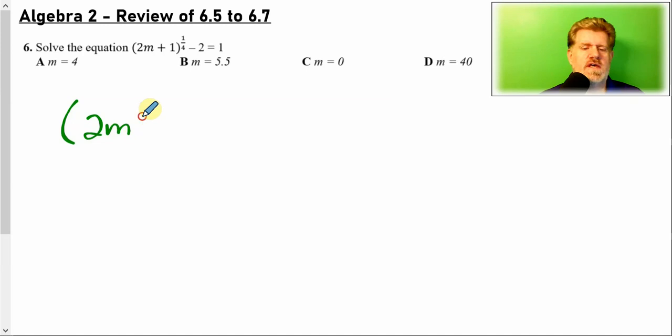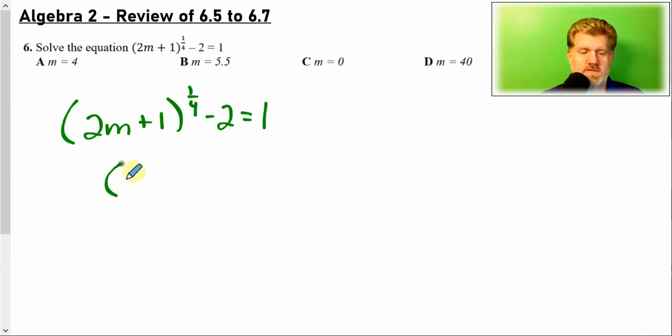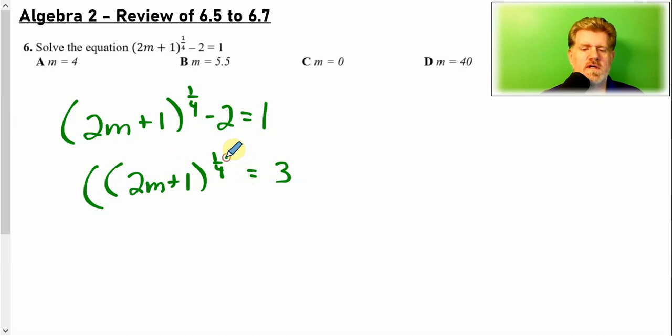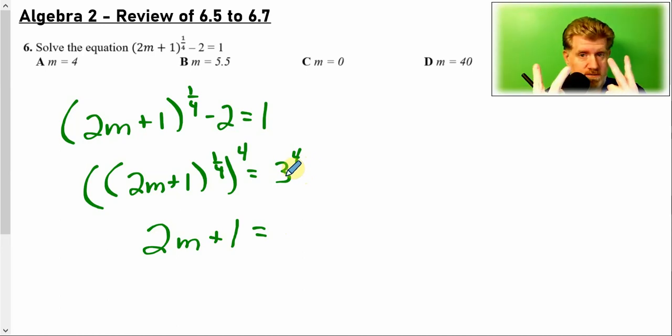All right, now we have equations. Just like any equation, I'm going to add 2 to both sides first. And that's 3. And then what's the inverse of a 1/4 power? You take it to the 4th, because 4 times 1/4 is 1. 3 to the 4th. It's 3 times 3 times 3 times 3. Well, 3 times 3 is 9. 3 times 3 is 9. 9 times 9, 81.